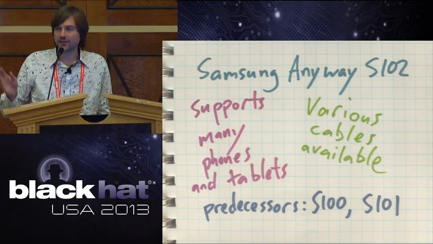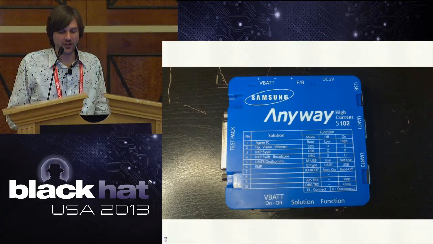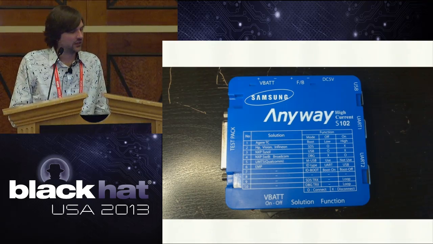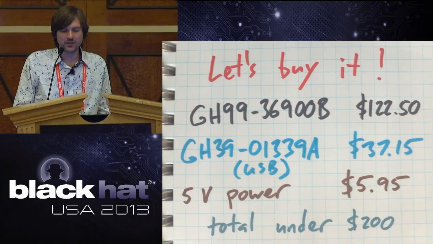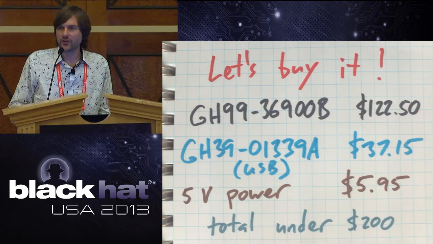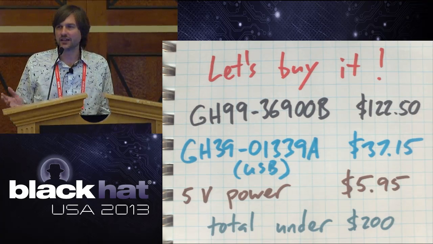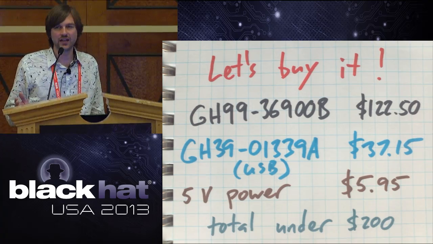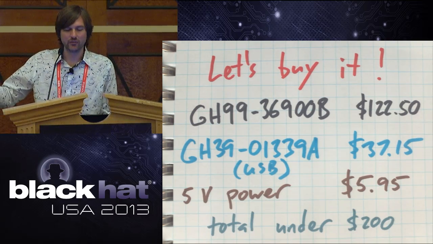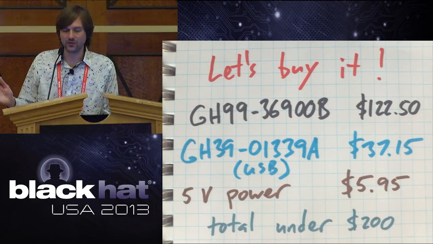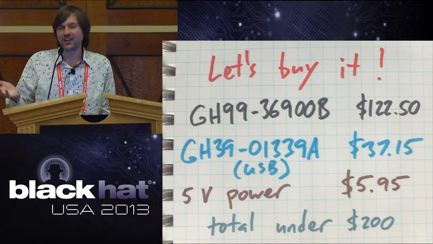And it has these predecessors, the S100, the S101. We just have the latest one here. It looks like this, this blue box, like 3 or 4 inches square, and it turns out we can just buy one online. So the only hard thing about buying one of these is knowing the model number to buy, because the only authorized seller of these in the United States doesn't really list them with very much information other than this model number, GH99-36900B. So we've done the hard part for you. There you go. It costs $100 or so.